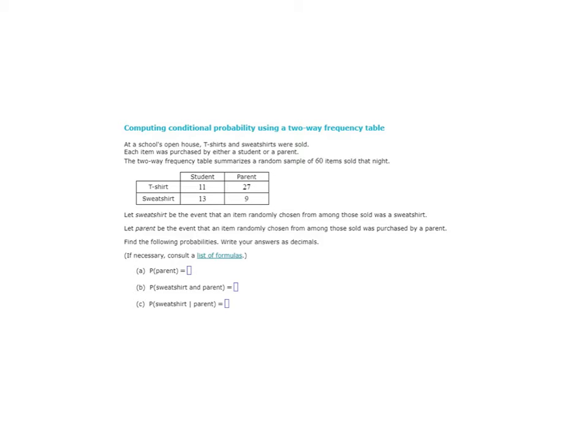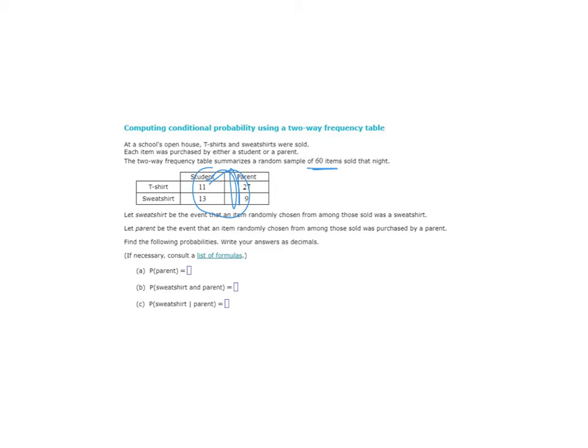Computing conditional probabilities. It says at a school's open house, t-shirts and sweatshirts were sold, each item purchased by either a student or a parent. And this is the frequency table. We sold 60 items. So if I add all those numbers up right here, it should get 60.